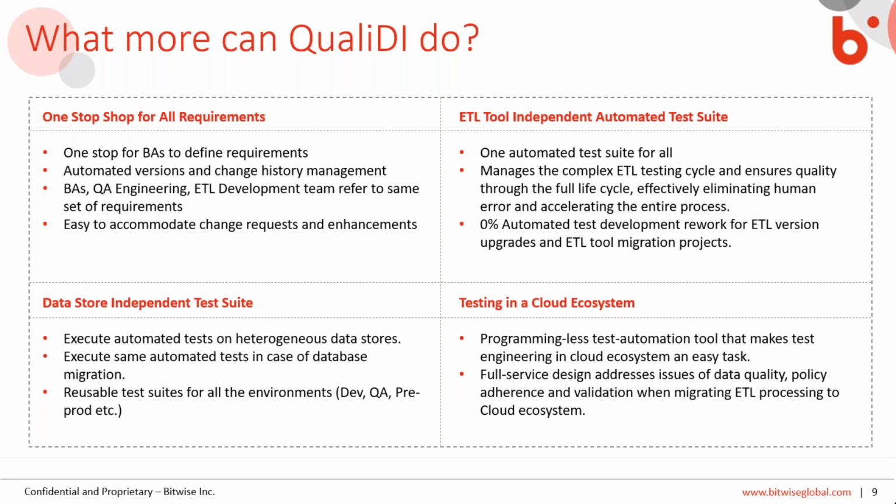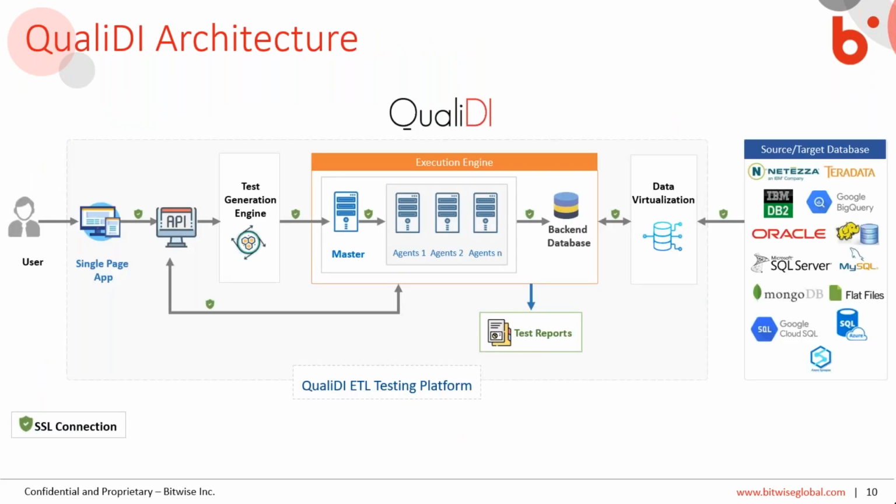Let's have a look at the high-level architecture diagram of QualiDI. The end user can be an ETL tester, developer, test lead, or even a BA for requirement management. QualiDI is made as a single page web app that avoids unnecessary page transitions and page loads. You can use all your popular browsers to access QualiDI. This eliminates any need for client-side installation.